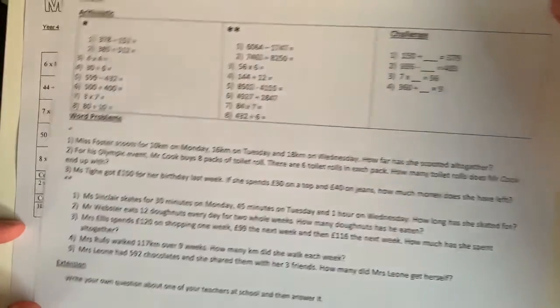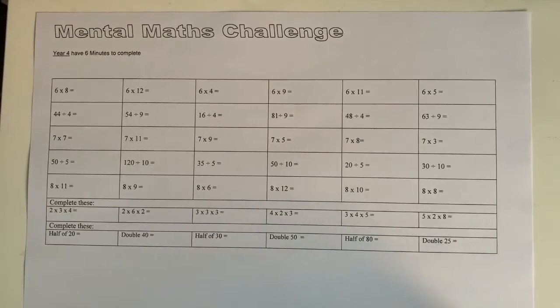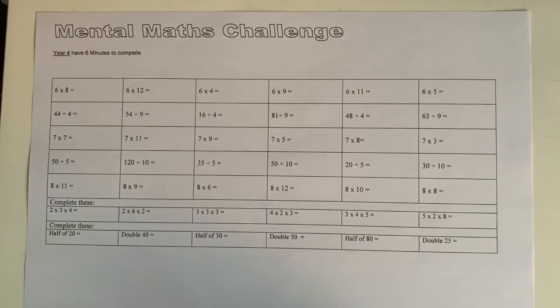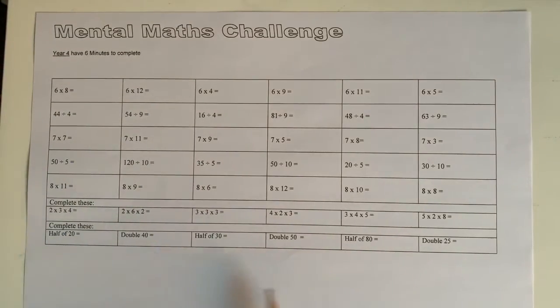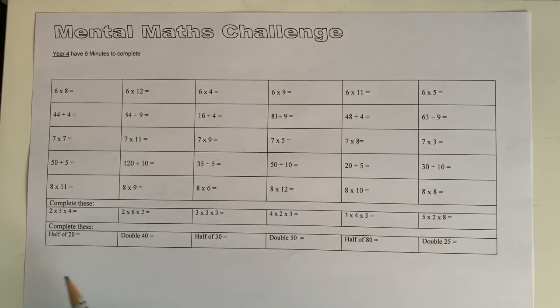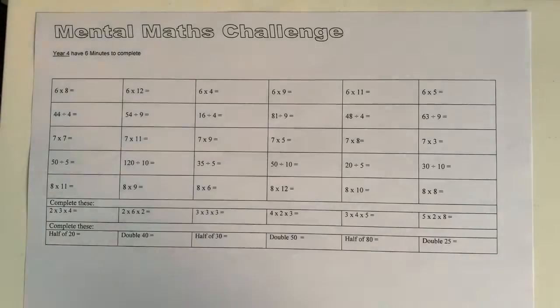And then also in this week's pack, you have your mental maths challenge. Make sure you get an adult to time you for 6 minutes, or if you've got a computer, you can set a timer for 6 minutes. Then in that 6 minutes, you've got all of these questions to do. So you've got some times, some divide, times, divide, times, 3 numbers times by each other, and some halving and doubling at the bottom. You might notice some patterns with some of these questions. That will probably help you work out the next one to do.